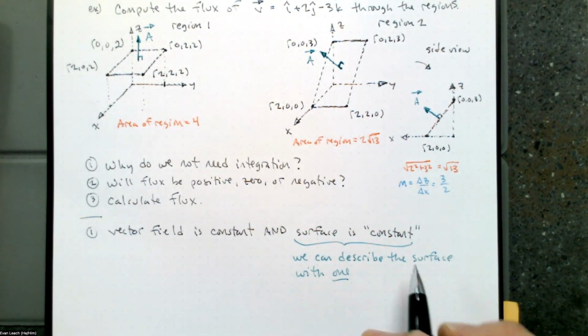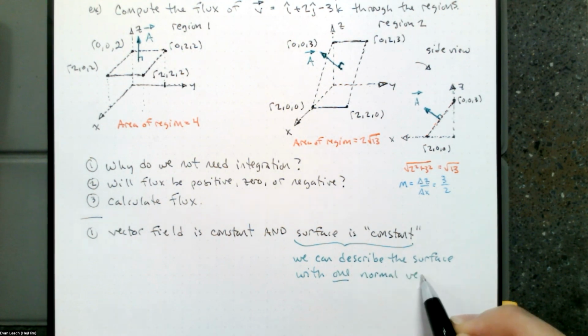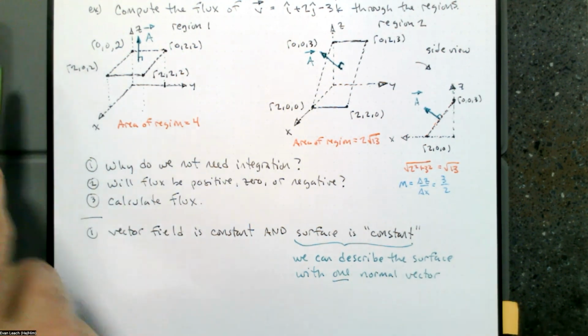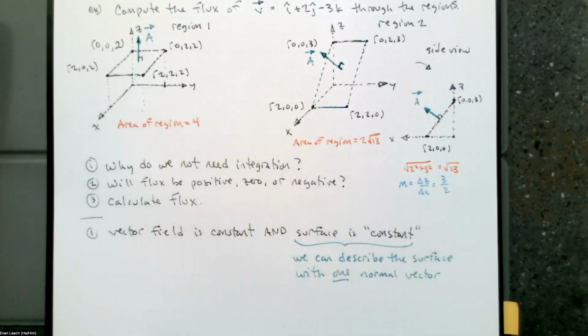We can describe the surface with one normal vector. The area is 4, but it's the same normal vector at all points.